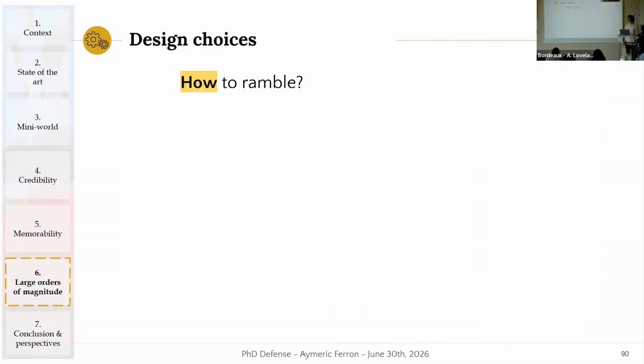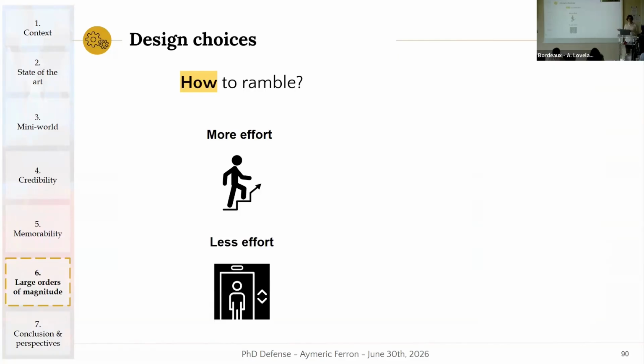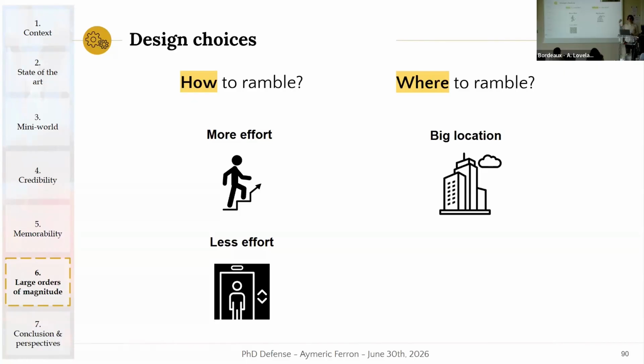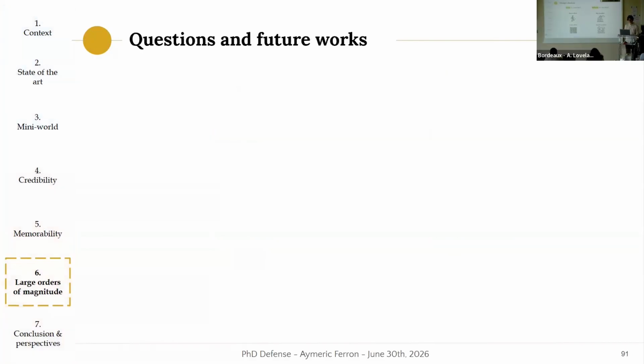So what's interesting with AROMs is that we have different design options. First, we could choose how to wander. For example, you could have a really effortful way by asking people to climb stairs. It's really exhausting. Or you could simply put people in the elevator and then there is no effort anymore. And you could also choose where to wander to have a more or less impressive experience. For example, you could choose a really big location, like a big skyscraper, displaying the visualization over hundreds of meters, or hundreds of floors. But also a small location, like a two-floor house, probably enough to represent a basic AROM.